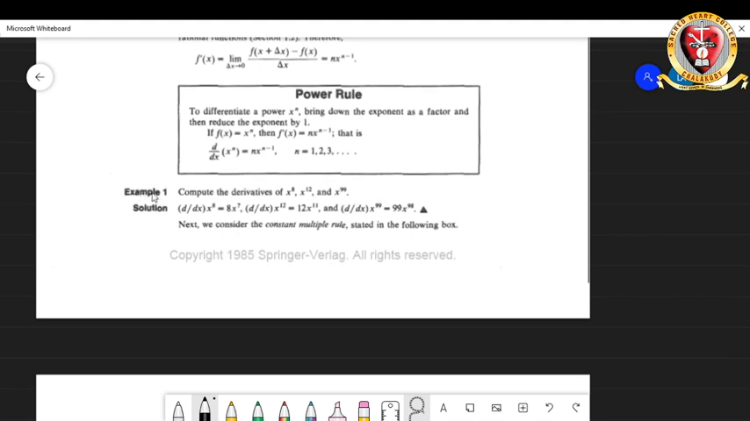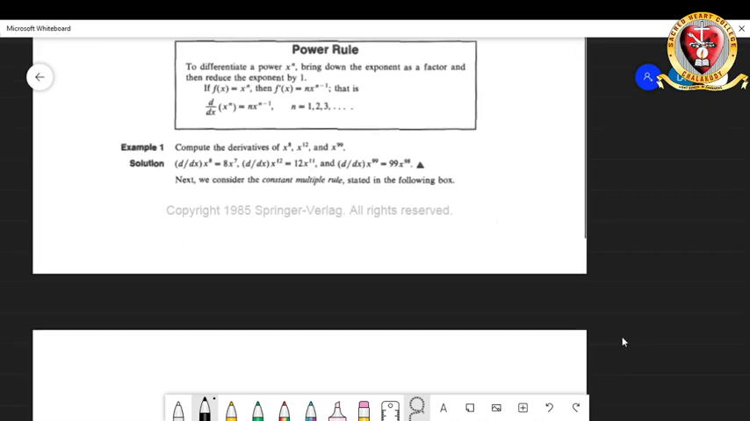Going like that. Example 1, we are asked to compute derivatives of x raised to 8, x raised to 12 and x raised to 99. So you have to simply apply the power rule. So you have n here as 8. So d by dx of x raised to 8 is equal to 8 x raised to 7. Similarly, d by dx of x raised to 12 is equal to 12 x raised to 12 minus 1, which is 11. D by dx of x raised to 99 is equal to 99 x raised to 99 minus 1. So you have 98 here.